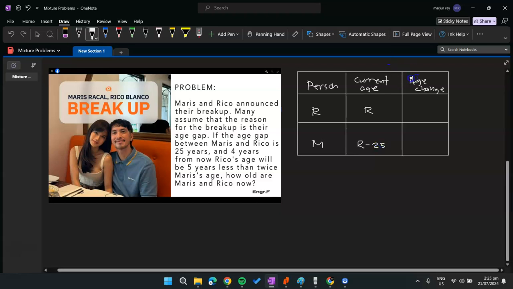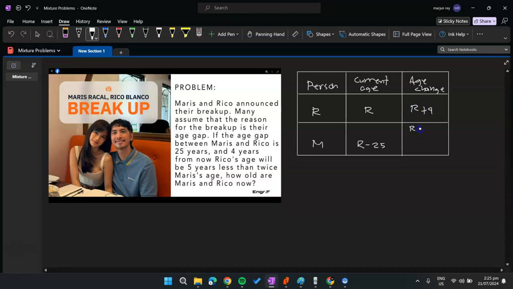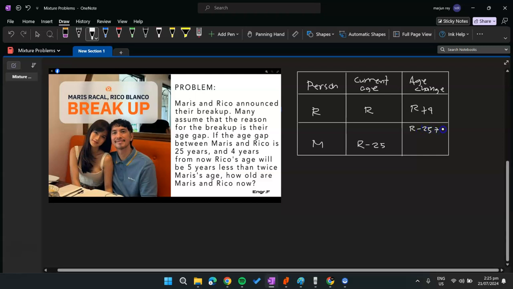And then, age change, ang sabi, 4 years from now. So, we're gonna do R plus 4. And then, we're gonna do here R minus 25 plus 4, or this is just equal to R minus 21. Alright? So, from here, this is now our age change. Ang sabi sa problem, 4 years from now, si Rico daw will be what? Will be 5 less than twice the age of Maris. So, meaning to say, Rico's age after 4 years will be 5 less than twice Maris' age.